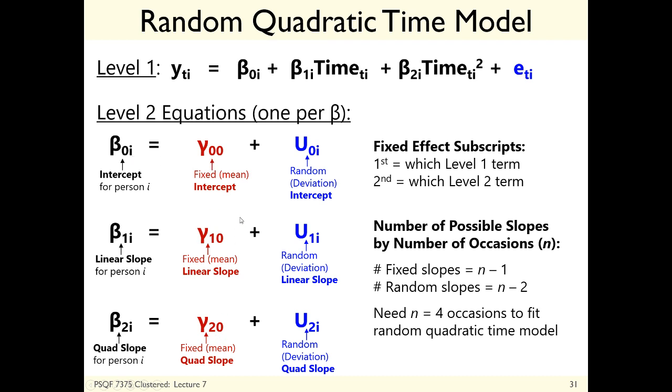So the red terms here are the fixed effects. Gamma 00 is the average intercept, gamma 10 is the average linear slope, gamma 20 is the average quadratic slope. The u's then are how far off from the average you are: your intercept, your linear slope, your quadratic slope. And the rule in terms of random effects is number of occasions minus 2. So to fit this model, I need 4 occasions per person at a minimum for it to be identified.